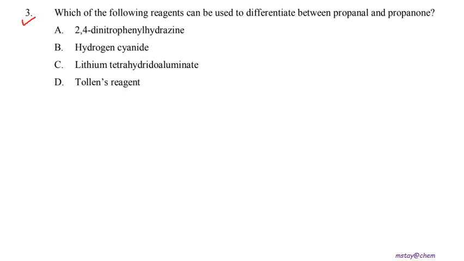Okay, question number 3. Which of the following reagents can be used to differentiate propanal and propanone? 2,4-dinitrophenylhydrazine is the reagent for the Brady test. Both propanal and propanone give a positive result towards the Brady test, so this is not suitable. Hydrogen cyanide, like we said just now, undergoes nucleophilic addition. Both propanal and propanone will react with hydrogen cyanide, but there is no obvious change that we can observe, so we will not choose B.